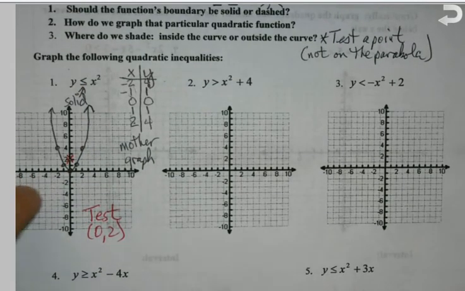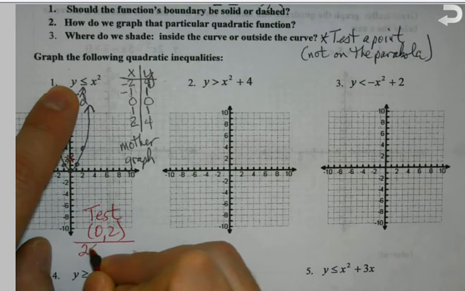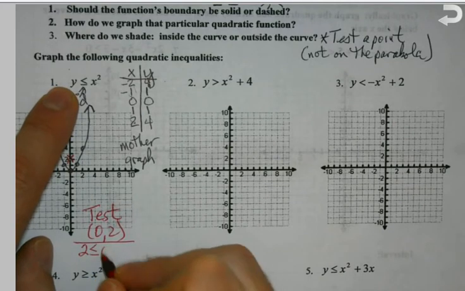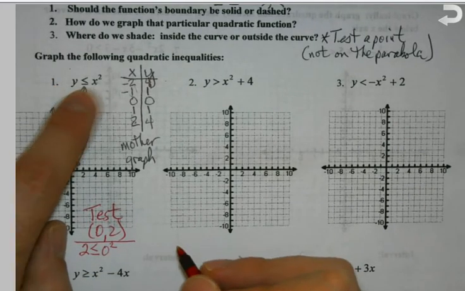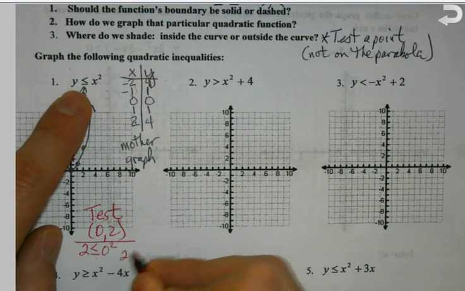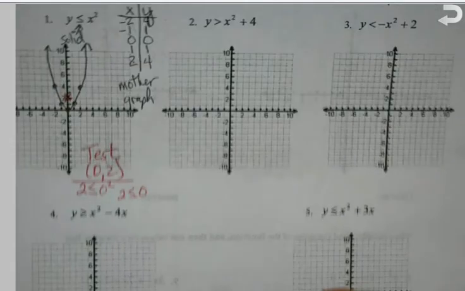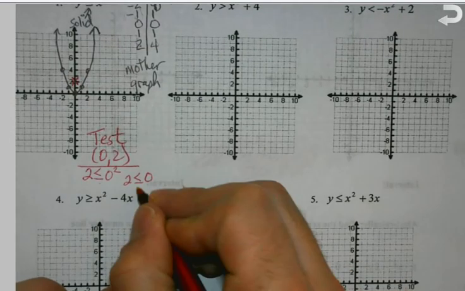The 2 is... Okay, so if I plug this in, I have 2 is less than or equal to 0 squared. I'm just taking this and plugging the actual values in. So I simplify that, and I get 2 is less than or equal to 0. Is that true? No. Okay, that's false.